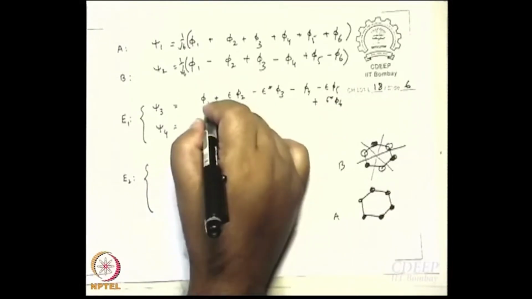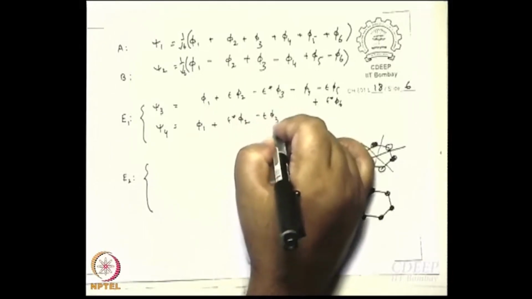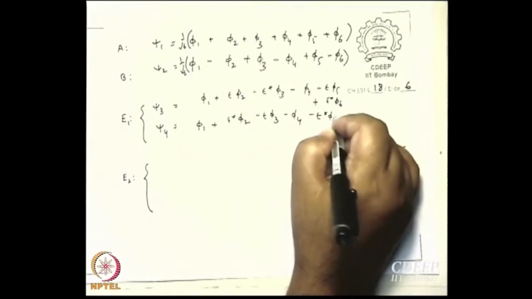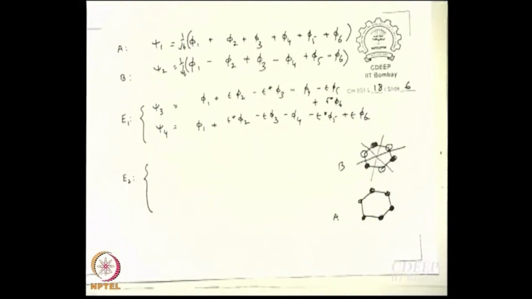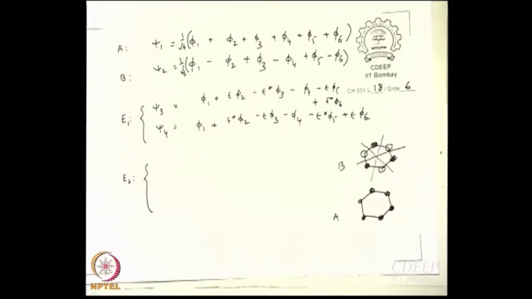And what about psi 4? Phi 1 plus epsilon star phi 2 minus epsilon phi 3 minus phi 4 minus epsilon star phi 5 plus epsilon phi 6. Okay. So, I have generated the SALCs. What is the next step? Add and subtract. See, what we will do is, we will worry about E2 later in the next page maybe. Let us worry about this first. Add and subtract, what do you get?